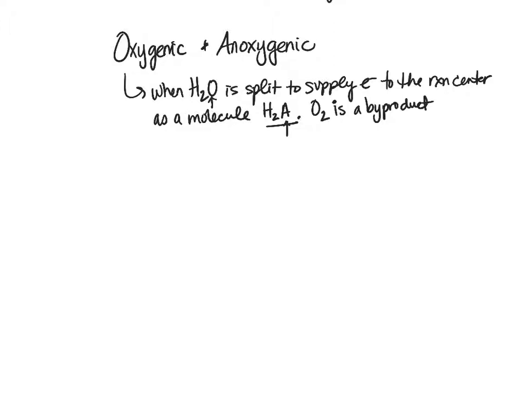But this specific process, oxygenic, occurs in plants and cyanobacteria. So I'll write that down, plants and cyanobacteria. So then we also have, however, anoxygenic.